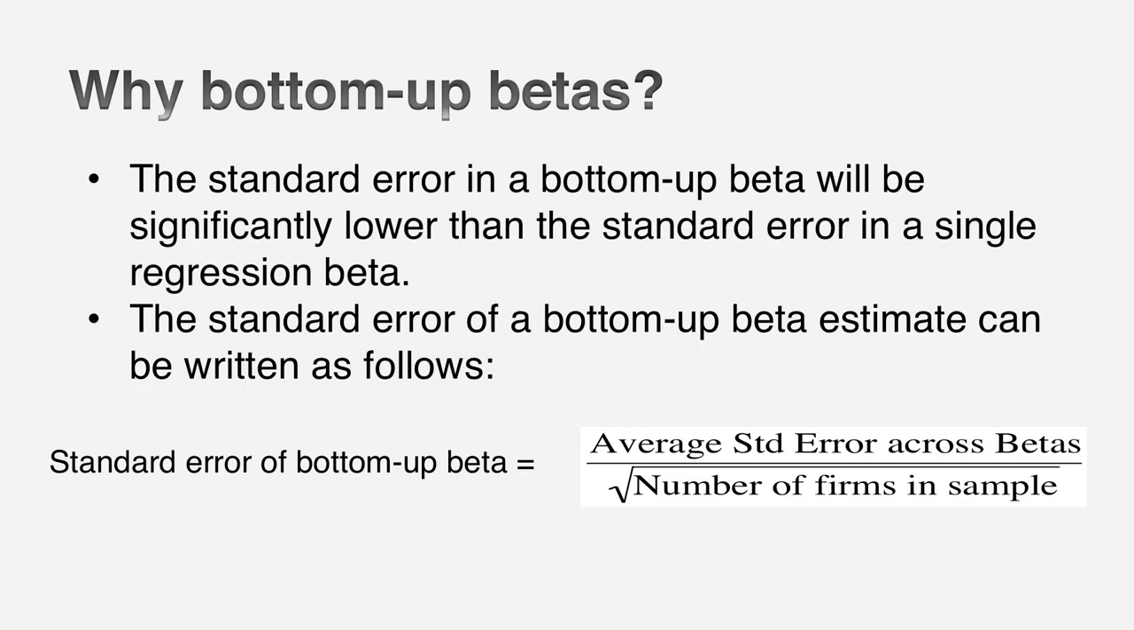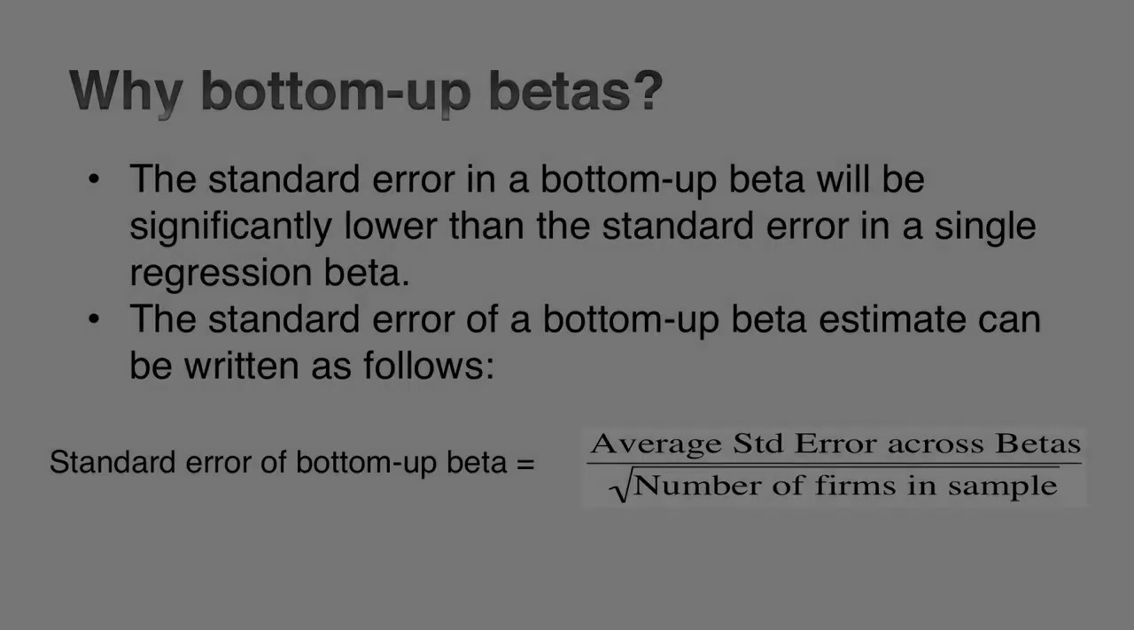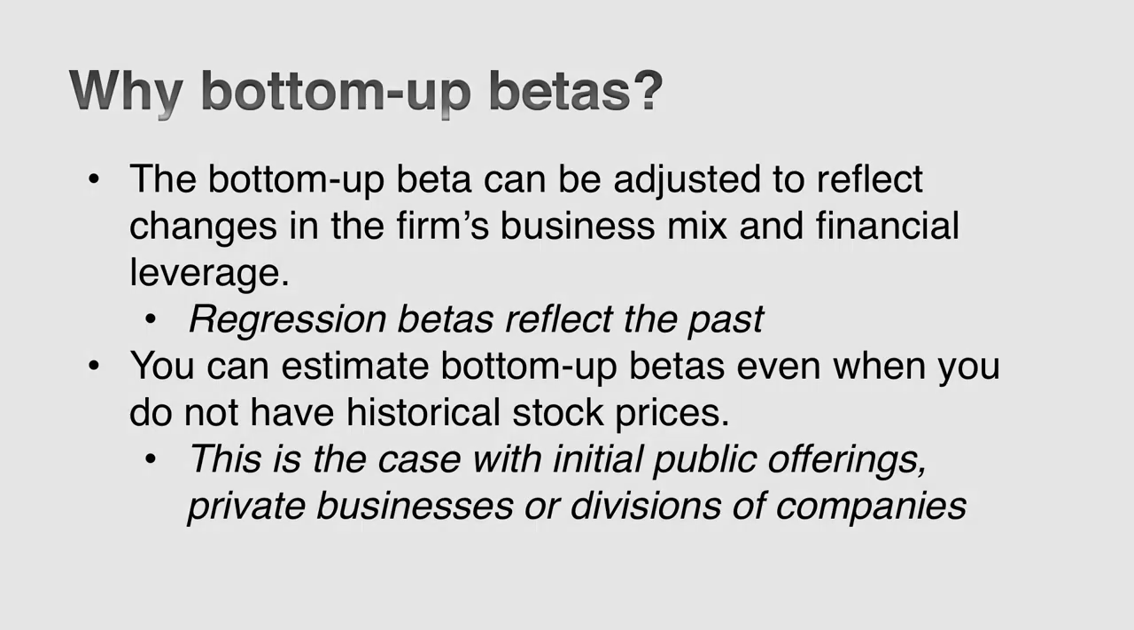When I say the standard error of a beta is high, here's what I'm saying. Some of these betas are overestimated, some are underestimated, right? When I average them out, I average out my mistakes. That is the biggest selling point for bottom-up betas. A bottom-up beta, because it's an average across many betas, is going to be far more precise than any individual regression beta.